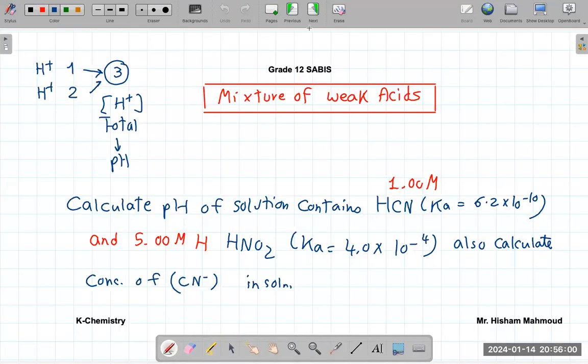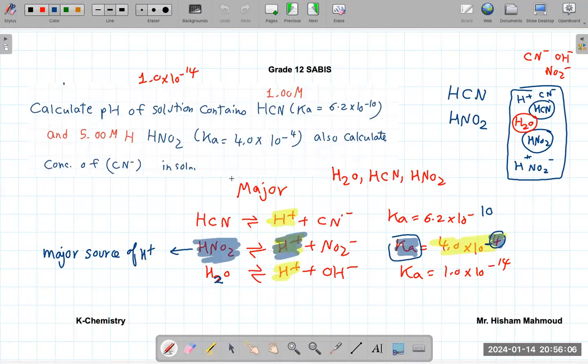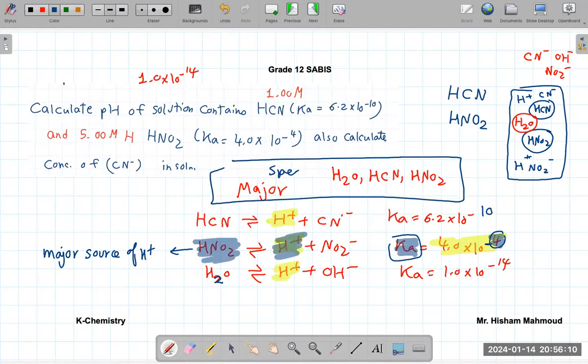If you need to find the pH of a mixture of weak acids, you have to focus on what? You have to focus on what are the major species that you have, because this is what will guide you. I have a mixture of HCN and HNO2. The first one's concentration is 1 molar. The second one is 5 molar. And you also need to find the pH and the concentration of the CN minus. This is part B of the question.